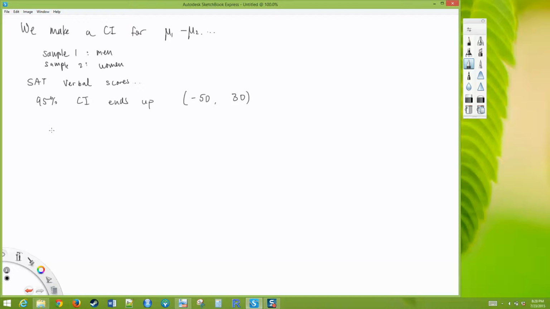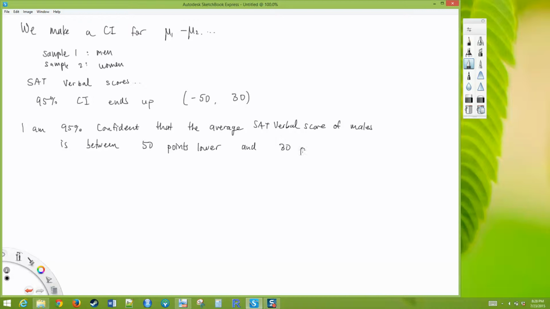Okay. So now we say, I am 95% confident that the average SAT verbal score of males is between 50 points lower and 30 points higher than the average SAT verbal score of females.